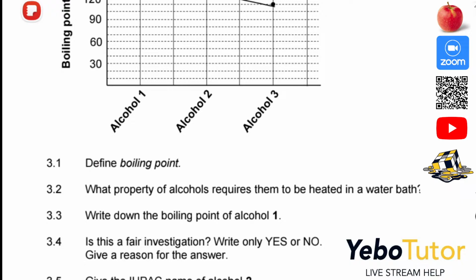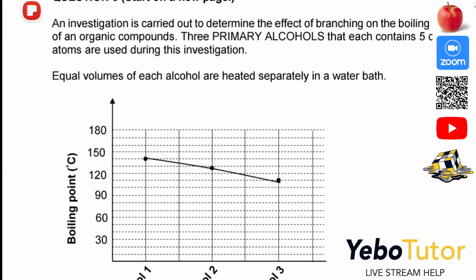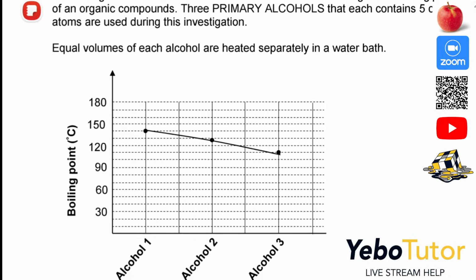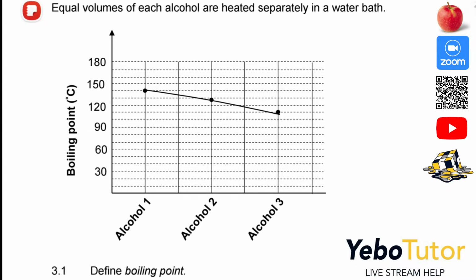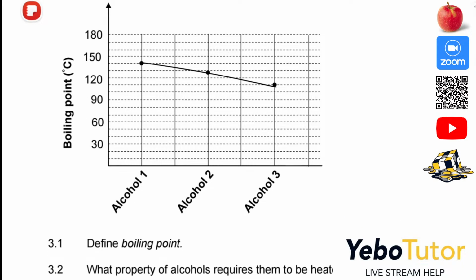Now, an investigation is carried out to determine the effect of branching on the boiling points of organic compounds. 3 primary alcohols that each contain 5 carbon atoms are used during this investigation. Equal volumes of each alcohol are heated separately in a water bath. We can see alcohol 1, alcohol 2, alcohol 3.